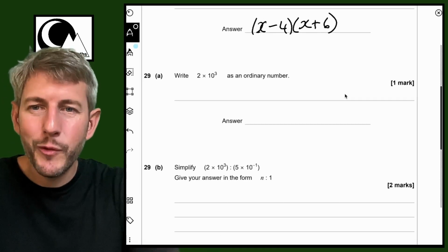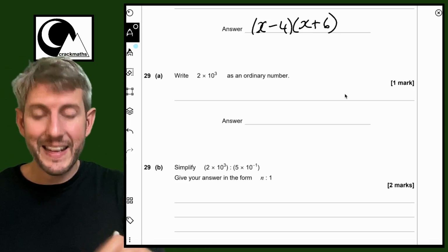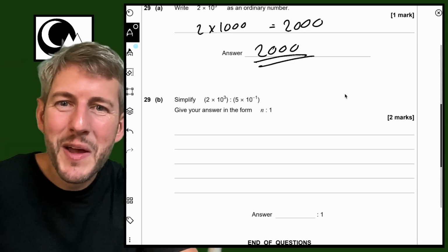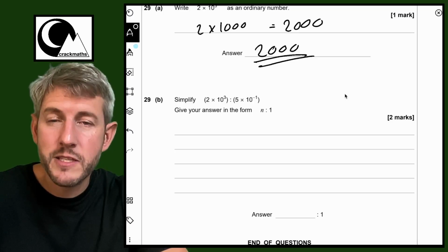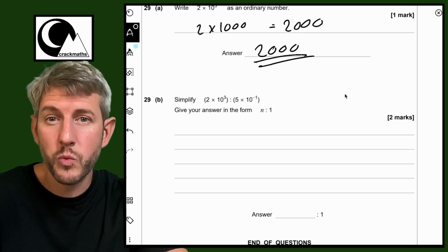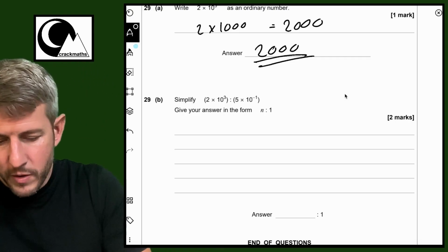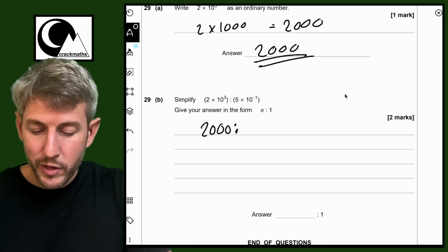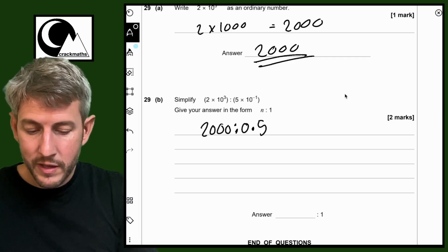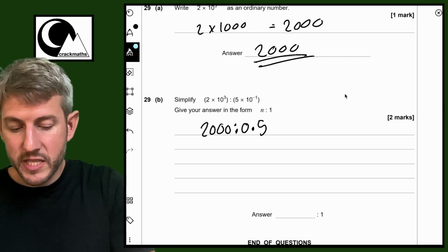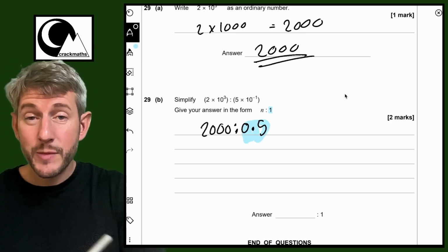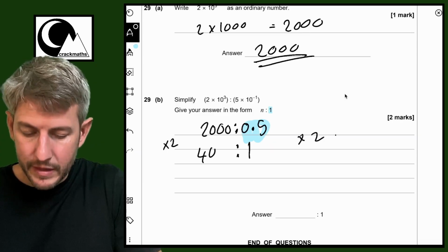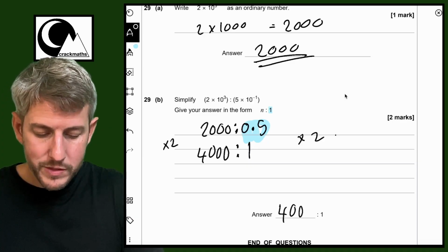Next question, 29a, we've got write 2 times 10 to the power of 3 as an ordinary number. So that's going to be 2 times 1000, which will equal 2000. Part B is simplify 2 times 10 to the power of 3 to 5 times 10 to the minus 1. Give your answer in the form n to the 1. So that's going to be 2000 from above. And then 5 times 10 to the minus 1 is 0.5. We want this side to be 1, which is lucky because 0.5 is pretty close to 1. So all we have to do is times the ratio throughout by 2. So that's going to give us 1 there and 4000 here. So the answer will be 4000 to 1.